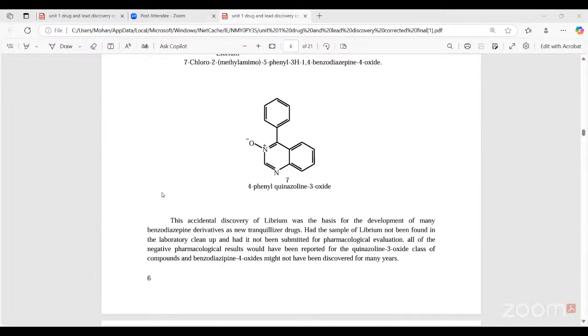This accidental discovery of Librium was the basis for the development of many benzodiazepine derivatives as new tranquilizing drugs. Had the sample of Librium not been found in the laboratory cleanup and submitted for pharmacological evaluation, all the negative pharmacological results would have been reported for the quinazoline 3-oxide.